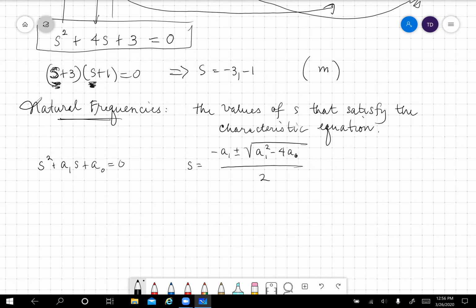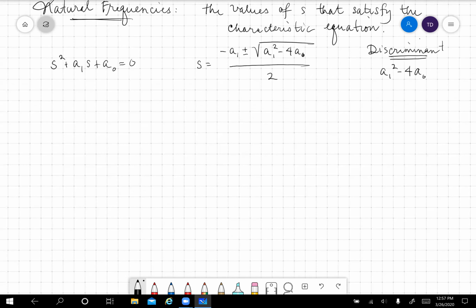The important part to us is what's underneath the radical sign. Some of you know that as the discriminant. So the discriminant is A1 squared minus 4A0. And there are 3 things that can happen to the discriminant. So we have 3 categories.